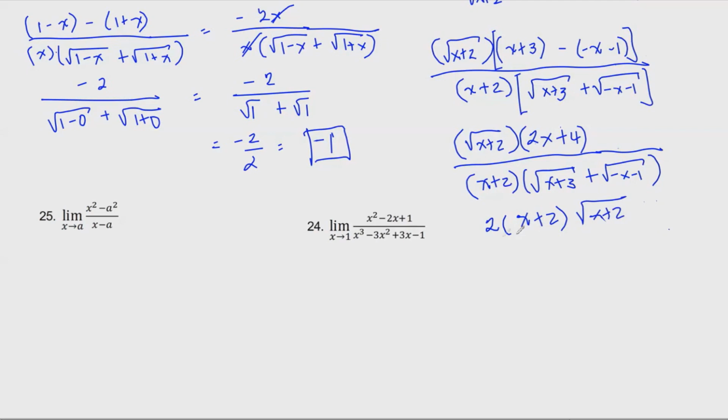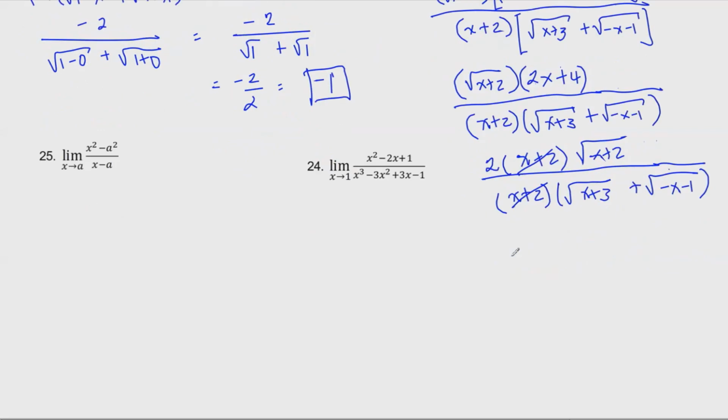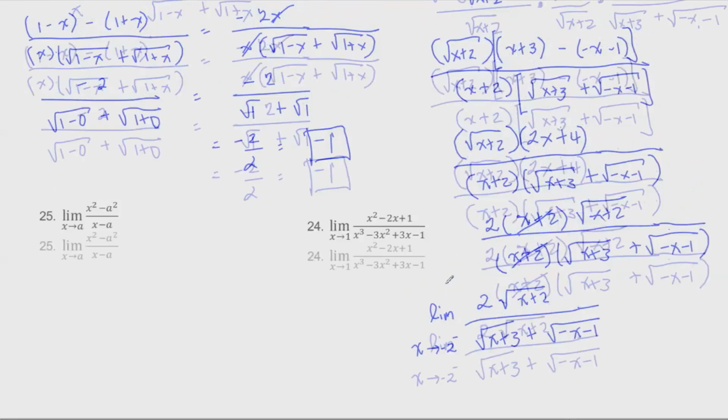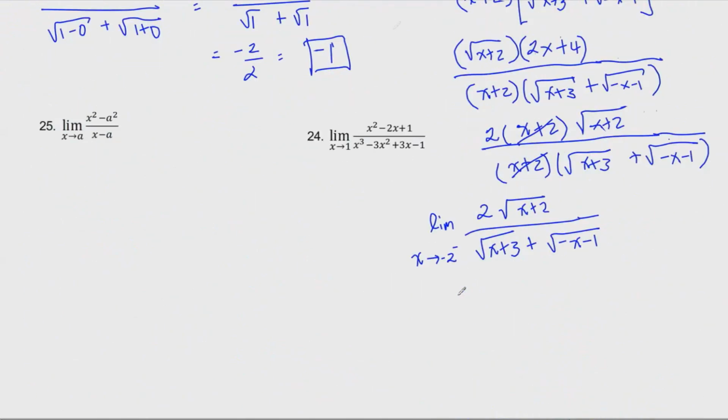And then we have here square root of x plus 2 divided by x plus 2 and then square root of x plus 3 plus square root of negative x minus 1. And in this case, you can cancel out x plus 2 and you're left now with this one. So now we're finally left with this expression here, and probably we could just substitute. So we have here the limit as x approaches negative 2, I think it's negative 2 from the positive side, the right side. So in this case, let's just substitute. So we get 2 square root of 2 plus 2, and then we have square root of 2 plus 3 plus the square root of negative 2 minus 1.